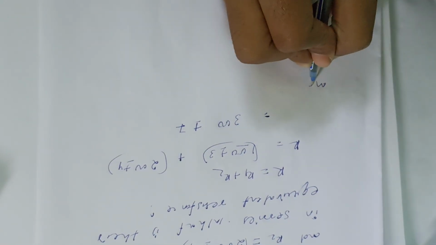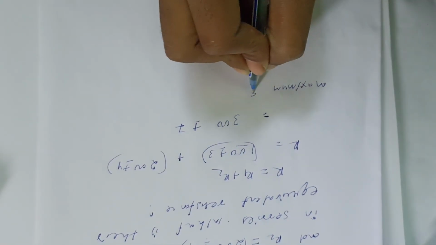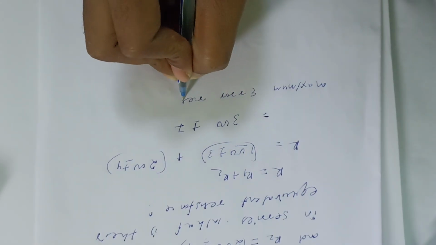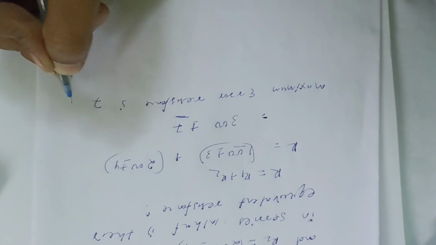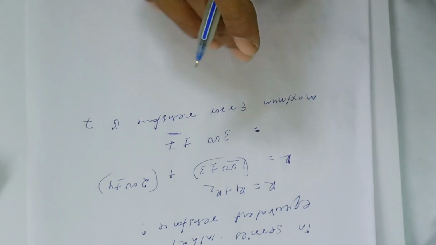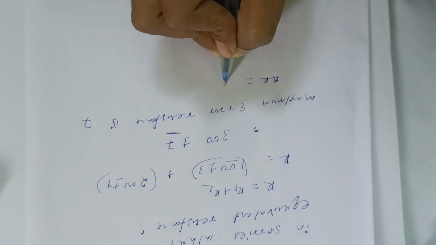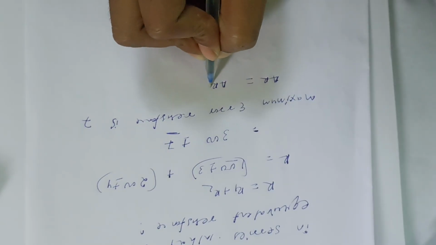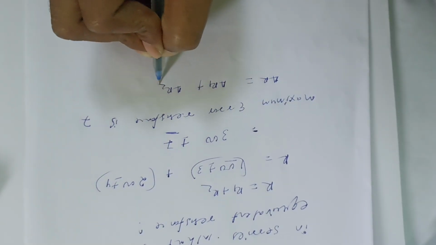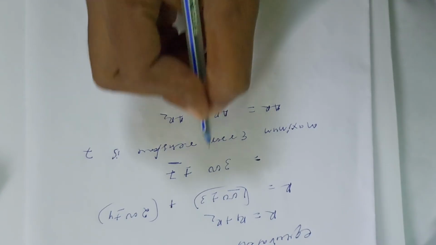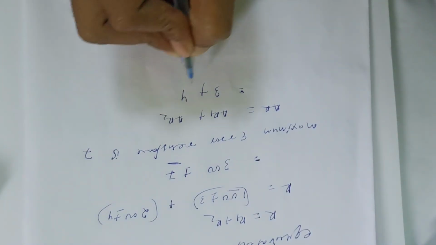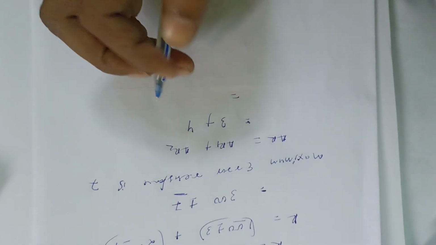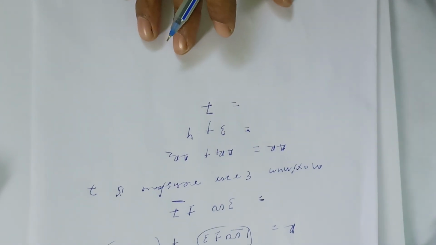So the maximum error in resistance is 7. Or we find that del R equal to del R1 plus del R2. So this is del R1, 3, plus del R2, 4. That is 3 plus 4 equal to 7.